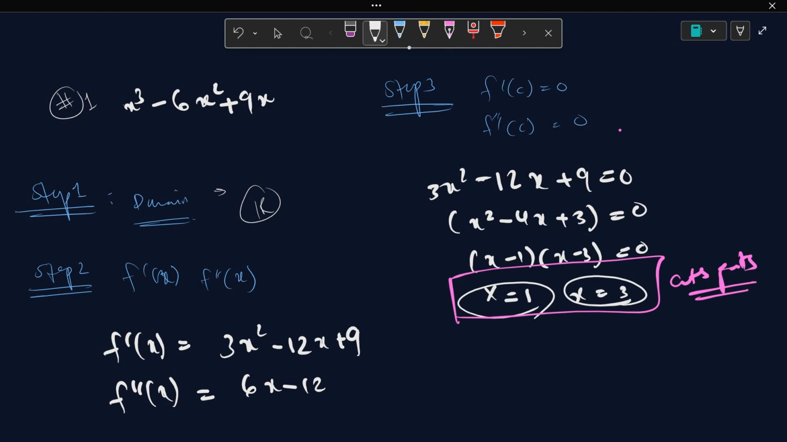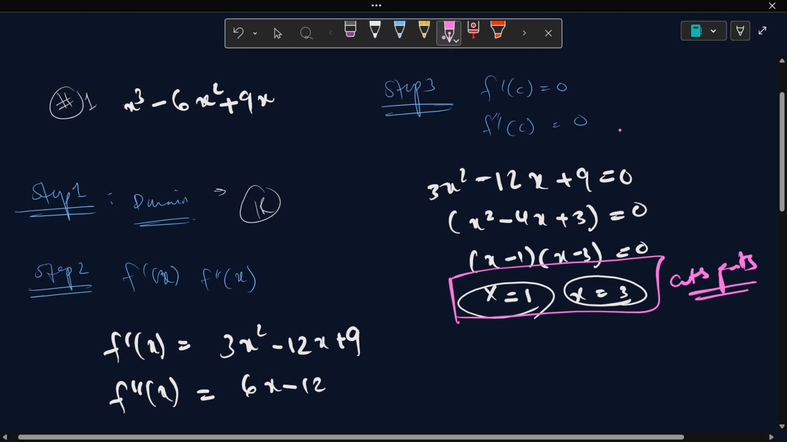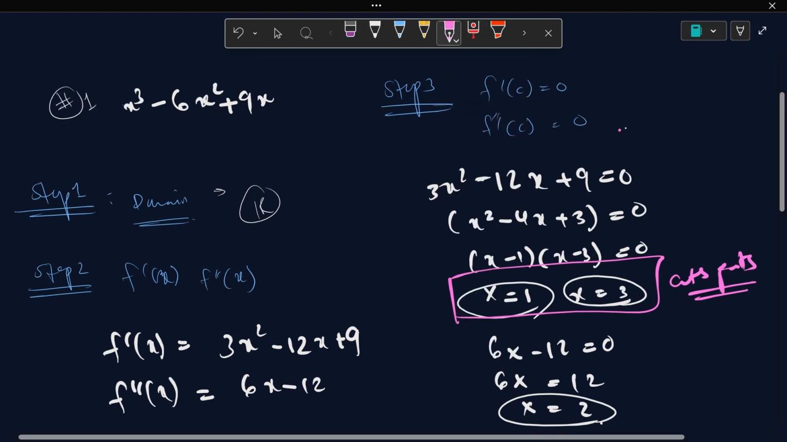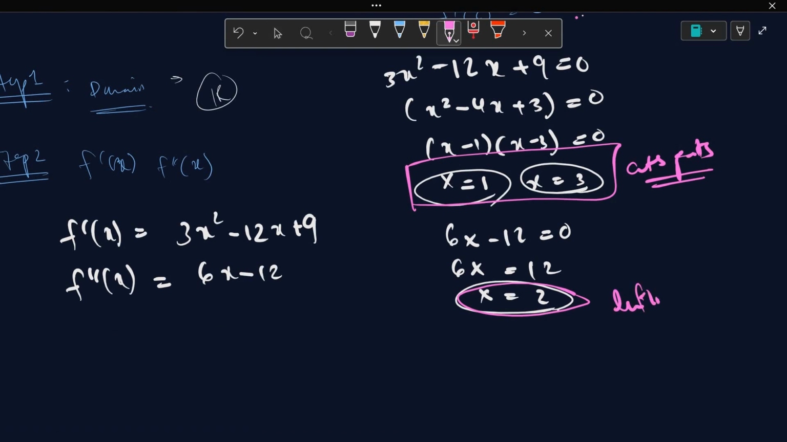Now what about the inflection point? I have to make my second derivative equal to 0. So I make 6x minus 12 equal to 0. This is 12, so this is 6x, and my x is going to be 2 in this case. So x equals 1 and 3 are my critical points, and x equals 2 is my inflection point.